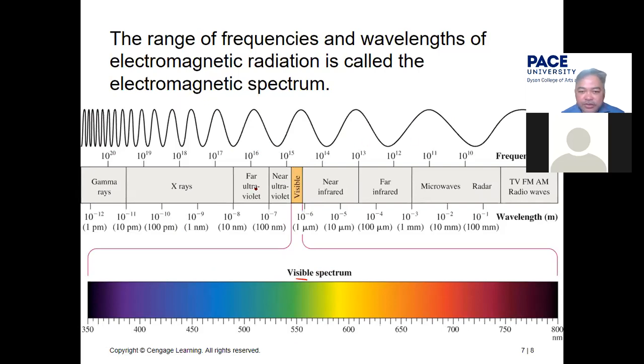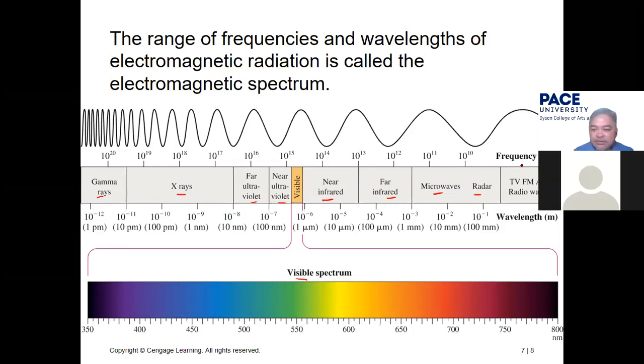If we look at the other electromagnetic radiation, we can go from the shortest to the longest wavelength, or from the highest frequency to the lowest frequency. The shortest wavelength are the gamma rays and the X-rays. Then going to longer wavelength, the far UV, the near UV, and then the visible region, the near infrared, the far infrared, the microwaves, the radar, and the radio waves.